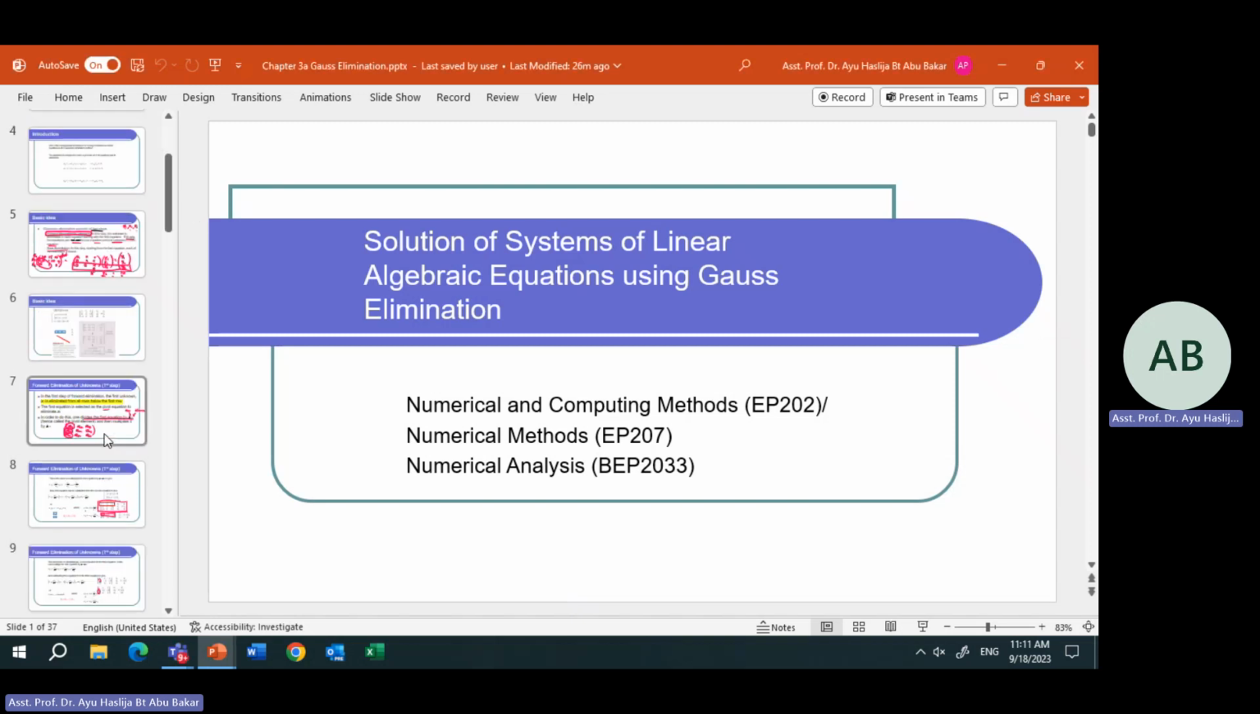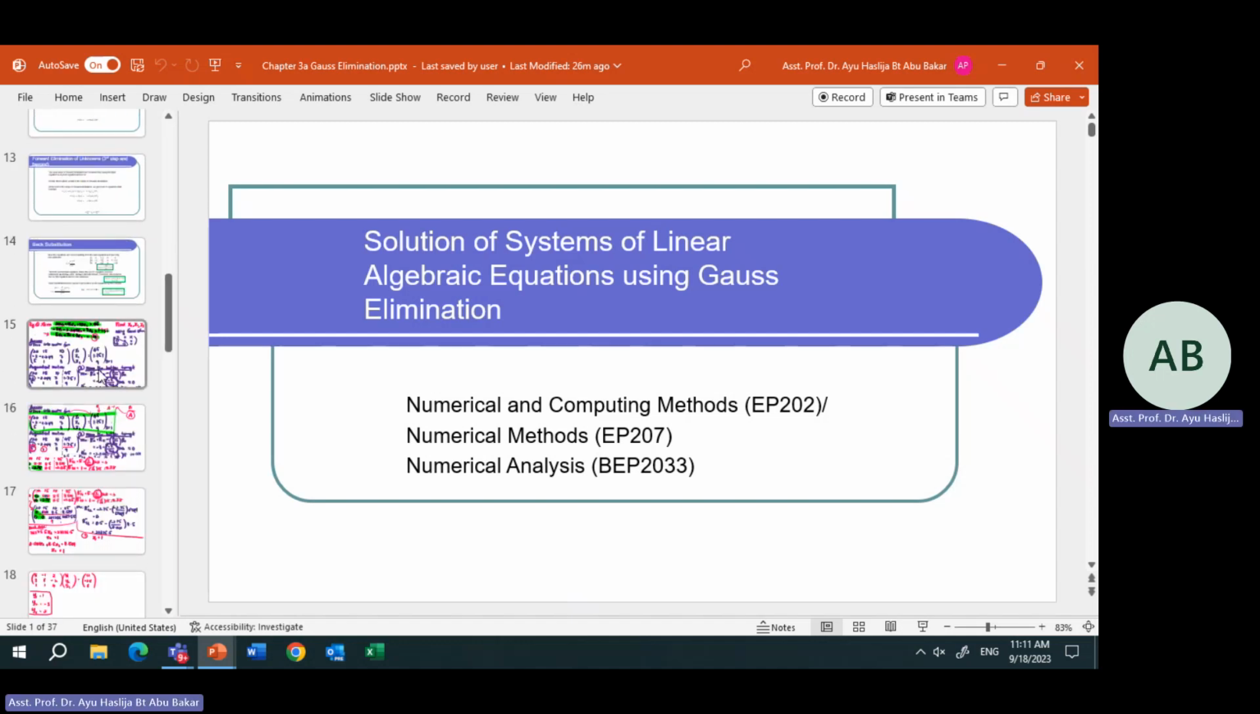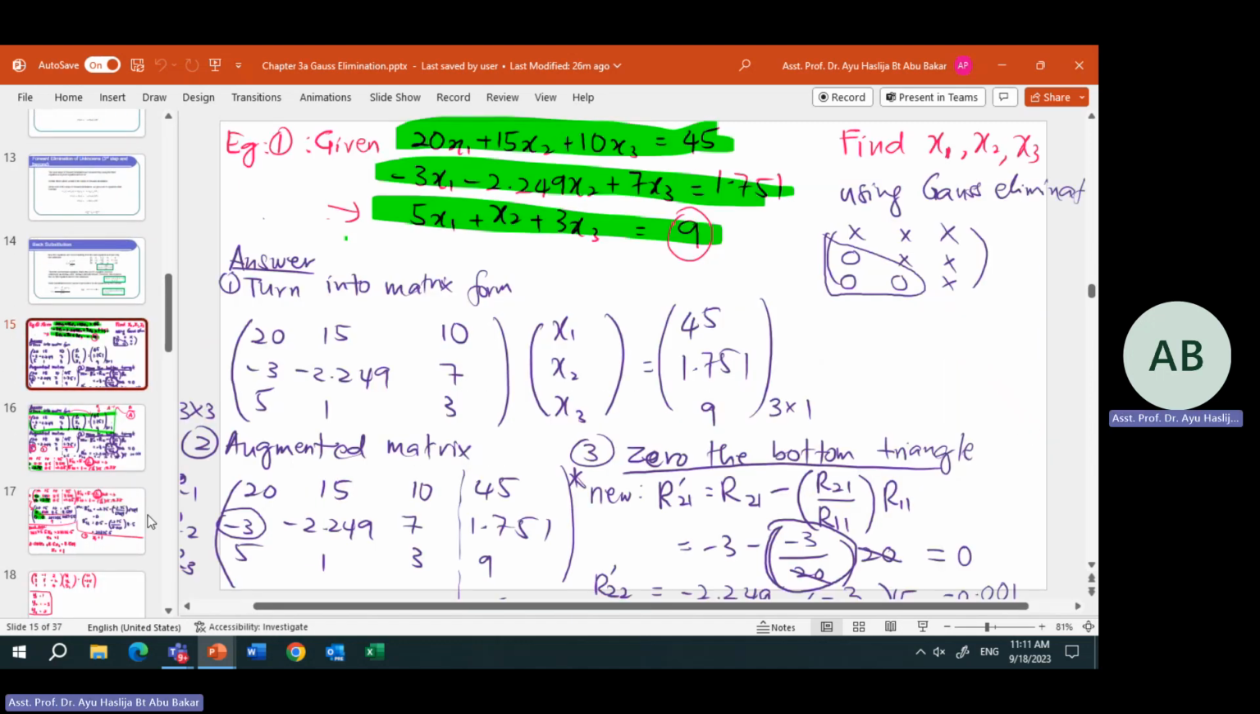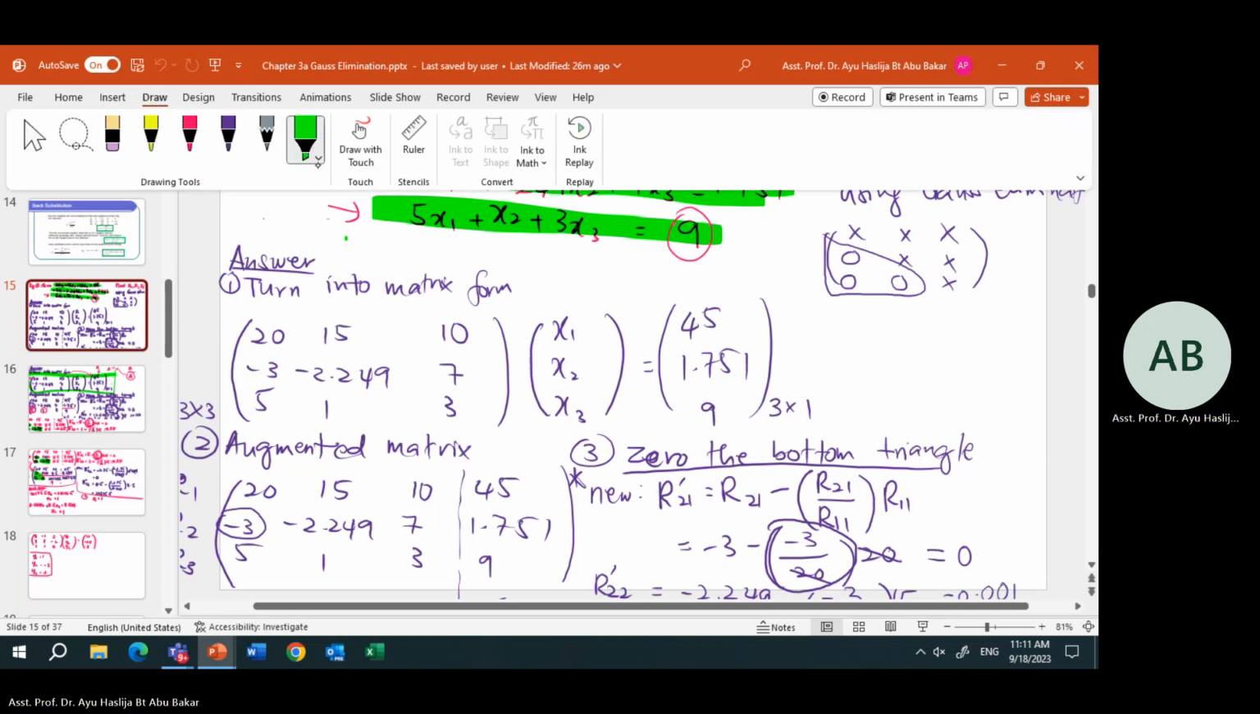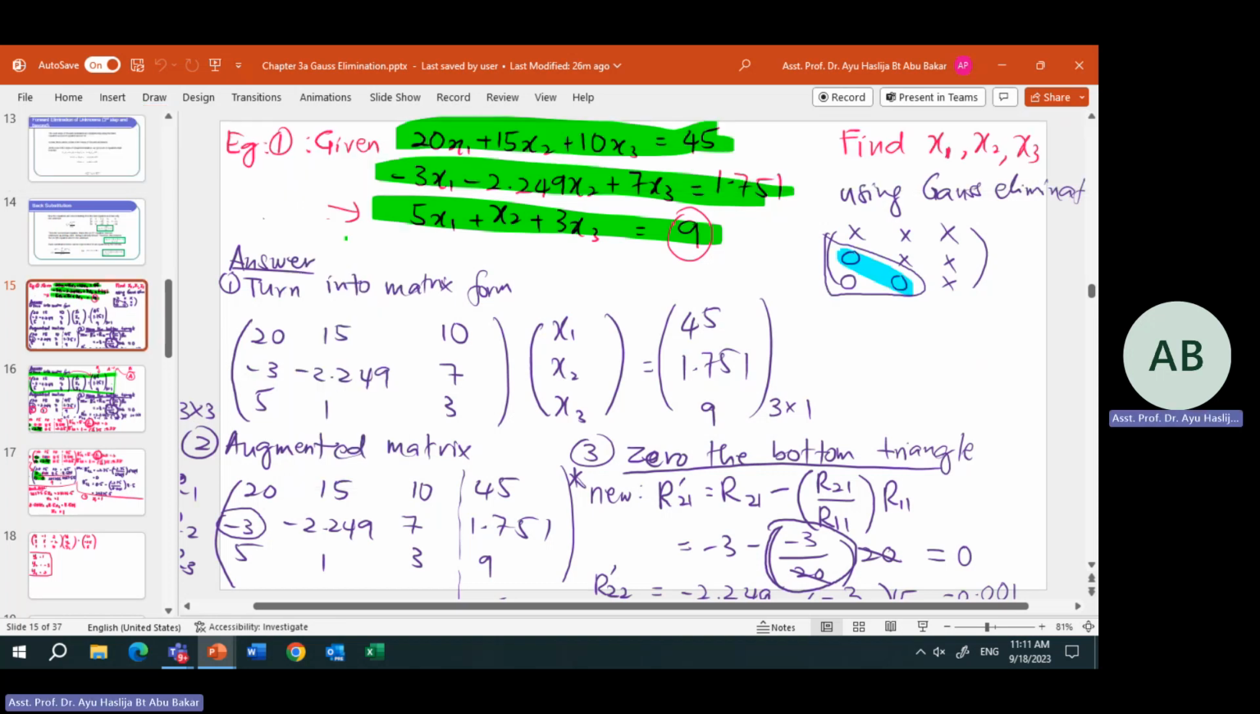Okay, just to recap. For the Gauss elimination, using the example that we had done, you need to convert the bottom triangle into zero. You need to zero the bottom triangle. This part needs to be zero. So how we zero the part is by using the pivoting method. We pivot the first row so as to eliminate the x1.